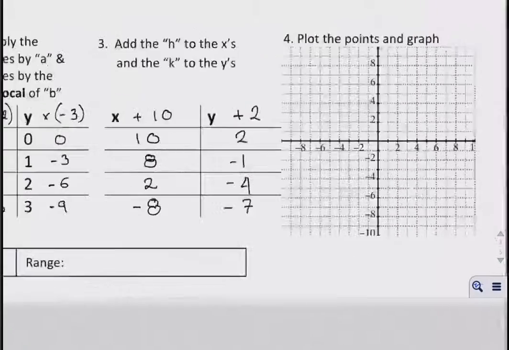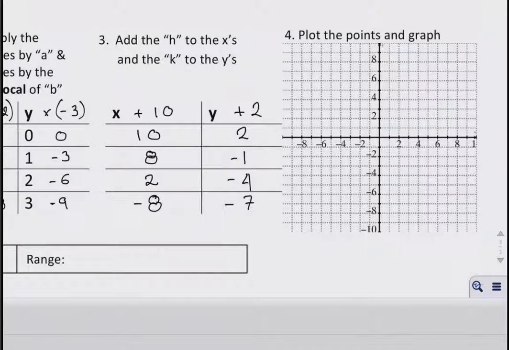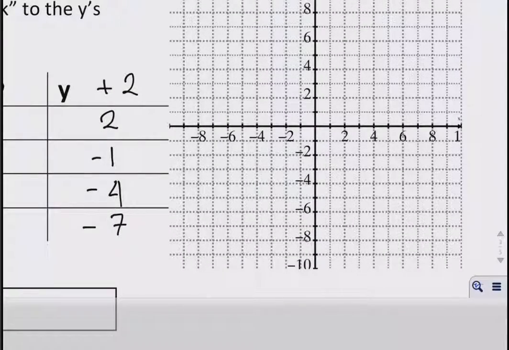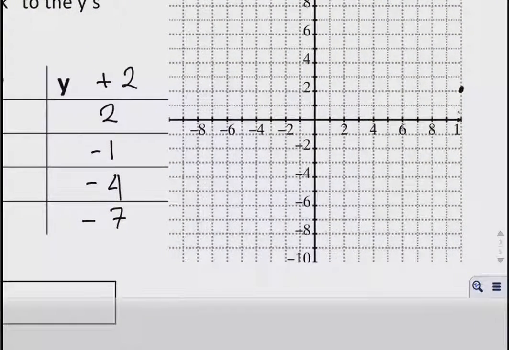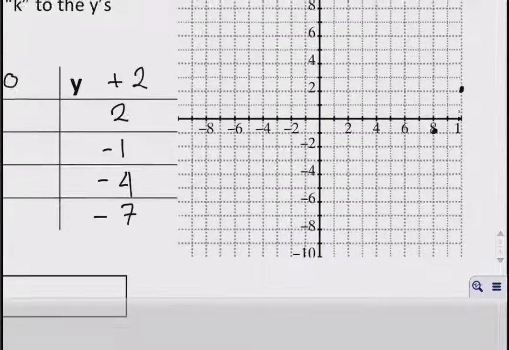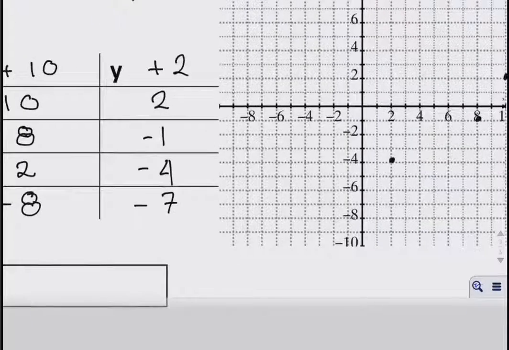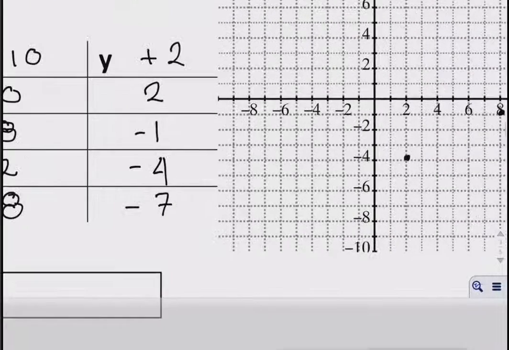So let's move over to our grid right now. First point, 10 and 2. So 10 and 2 is going to be way out here. And then I have 8 and -1. It's going to be over here. 2 and -4, it's going to be over here. -8 and -7. So -8 is out here, and -7 brings us all the way down here.